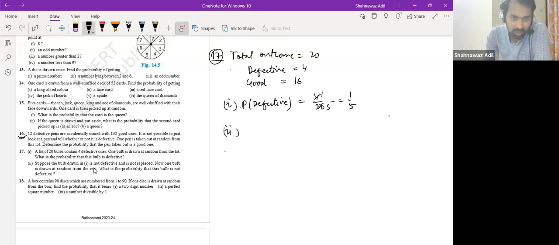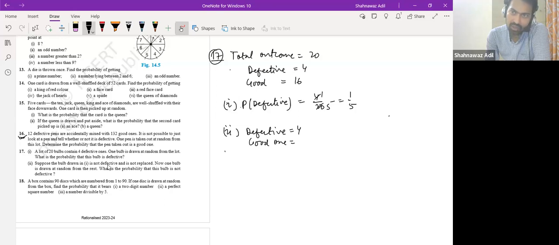Now what is this complex question? Suppose the bulb drawn is not defective and is not replaced. Now one bulb is drawn at random from the rest. What is the probability that this bulb is not defective? So suppose one bulb is drawn and it is not defective. We have taken out one good one. So defective now is still 4.